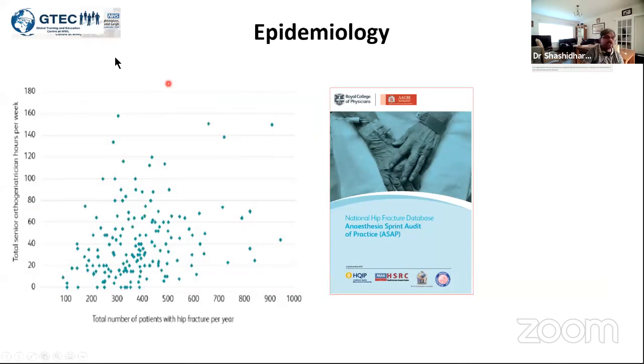If you look at the number of patients who have been seen by the orthogeriatricians in the UK, we estimate that every patient should be seen by an orthogeriatrician in the first 24 to 36 hours. We seem to be reaching that.